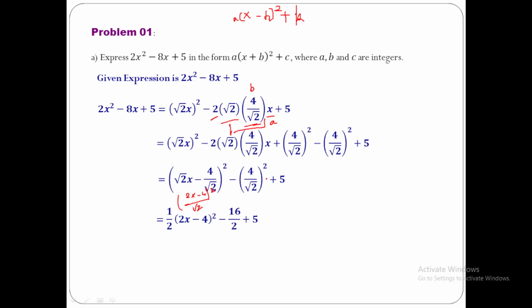Working this out, 4 times 4 is 16 and root 2 times root 2 is 2, so when we divide, we get 8. So minus 8 plus 5 is minus 3. Then we take 2 common inside the square, so 2 squared comes out, 4 by 2, then cancel out 2. The other form is 2 times (x minus 2) the whole squared minus 3. This is the answer for the first question, part A.